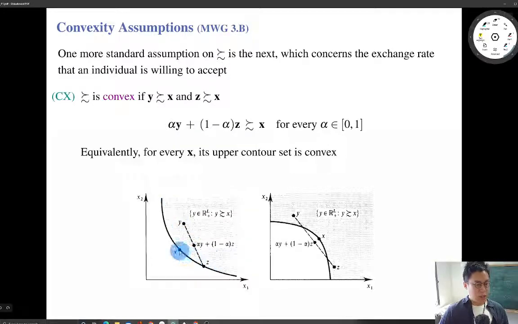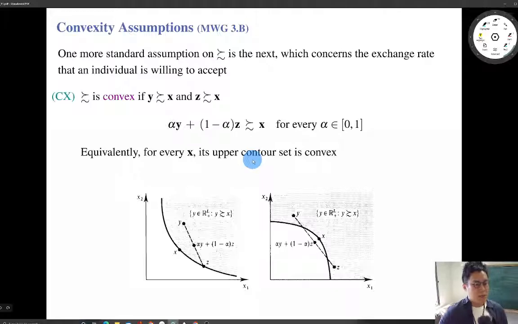So we choose one bundle x, and think about its upper contour set. And then we choose two bundles inside the set, meaning that bundle y is better than bundle x, and bundle z is also better than bundle x. Then its linear combination, the line segment joining these two bundles, is inside the upper contour set. So that is another definition of convexity.